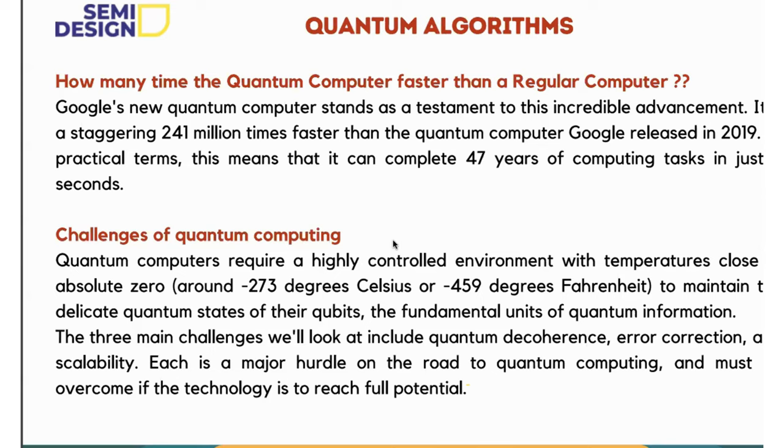But what are the main challenges we need to face? If you observe here, the main thing is the temperature. Why is the temperature the main thing? Because everything we are storing is in an atom, right? So whenever we are storing in an atom, it should be at a constant temperature.